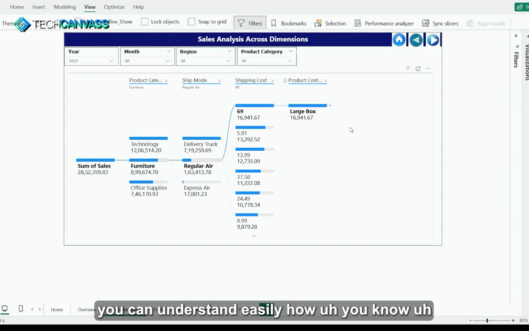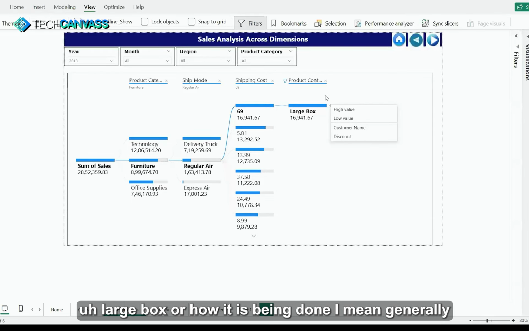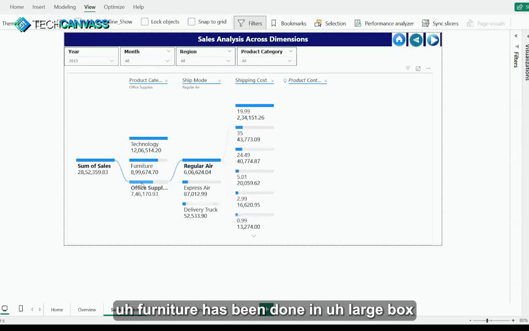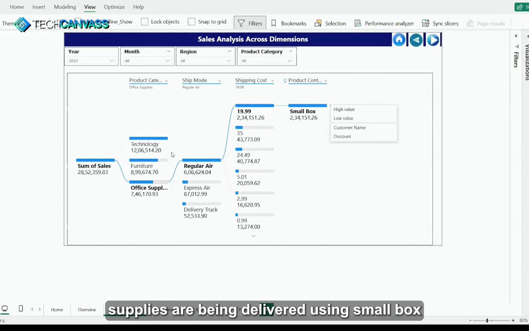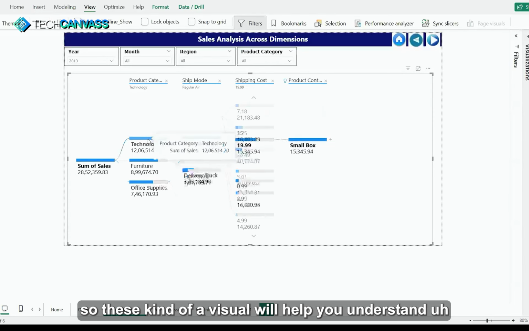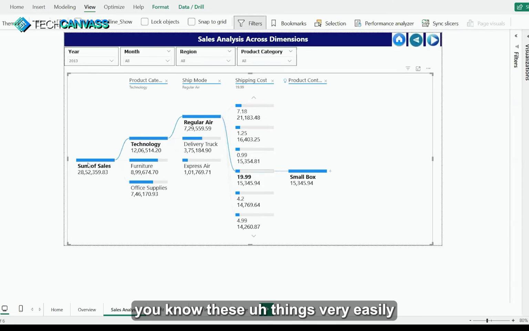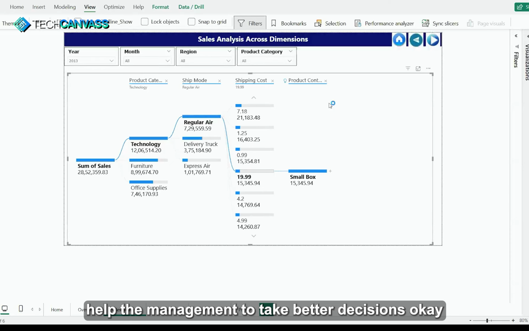You can understand easily how large box or how it is being done. Generally furniture is being done in large box, but here you can see the supplies are being delivered using small box. So these kinds of visuals will help you understand these things very easily, and you can slice and dice, and look at the distribution. These kinds of information or graphs will help us get meaningful insights and help the management take better decisions. Okay, so this is one I have.